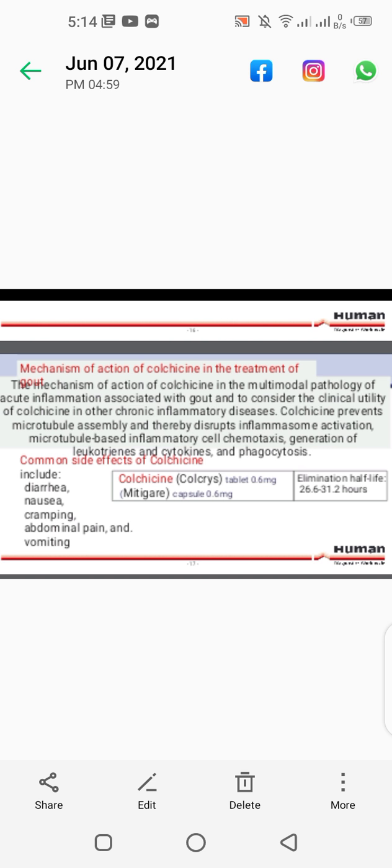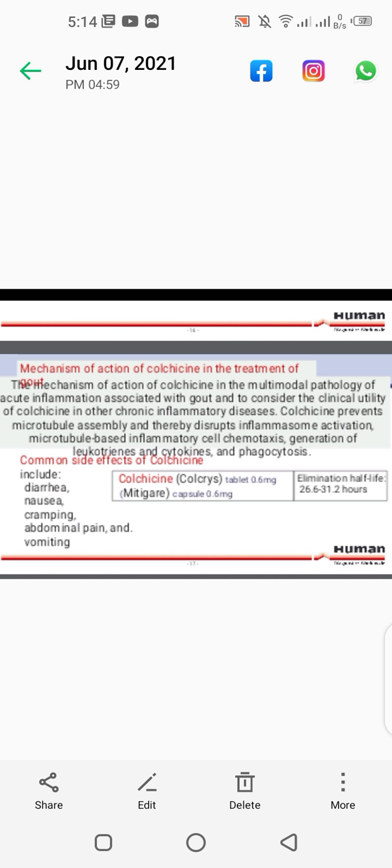Mechanism of action of colchicine. The mechanism of action of colchicine in the multimodal pathology of the acute inflammation associated with gout. To consider the clinical utility of colchicine in chronic inflammatory disease.